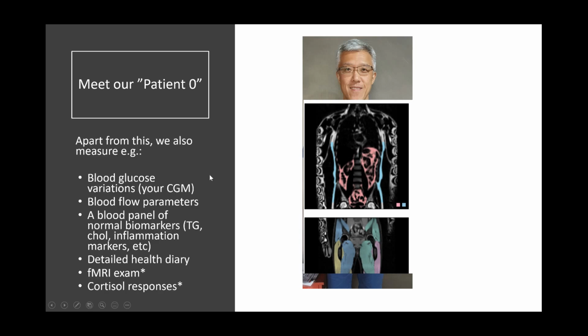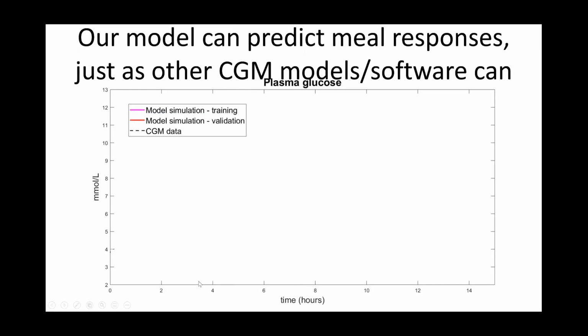But apart from that, we put a continuous glucose monitor on him and measured blood flow using 4D flow MRI, and did various types of perturbations where we measured triglycerides, cholesterol, inflammation markers, and so on. We also made him keep a detailed health diary. These are things that were done after Almedalen, but they are done now for the most part.